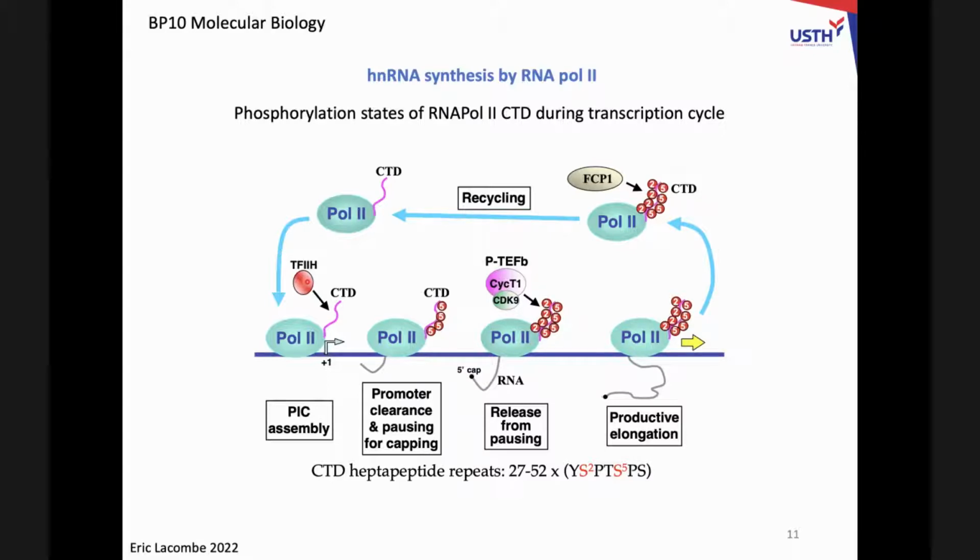TFIIH has a double function, which is extremely important. First, it is able to phosphorylate the Pol2, so the polymerase will be active. But in order to do the transcription, the polymerase needs to have the two strands of DNA open, and this is done by the helicase activity. So the helicase activity takes the double helix and simply unfolds it to be able to be read.